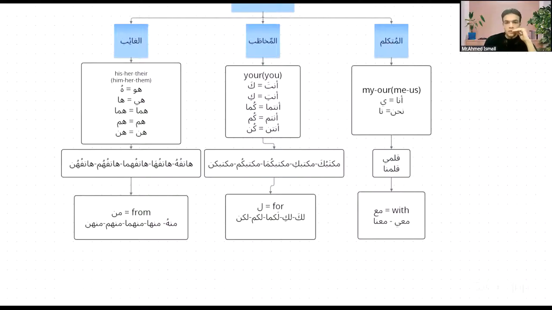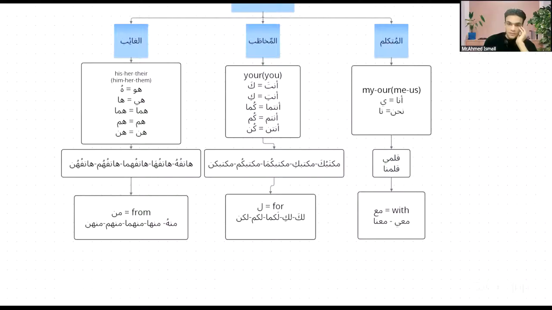And we will also learn how to use the possessive pronouns, like if I want to say my book, your book, our book, and so on. So that will be so simple and clear, inshallah. First, let's learn about the three types of pronouns.